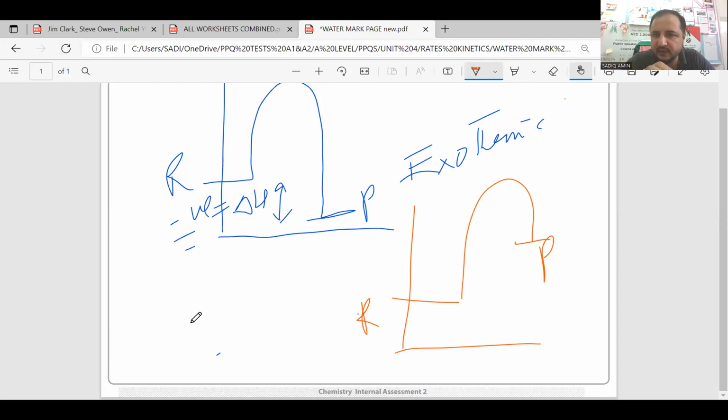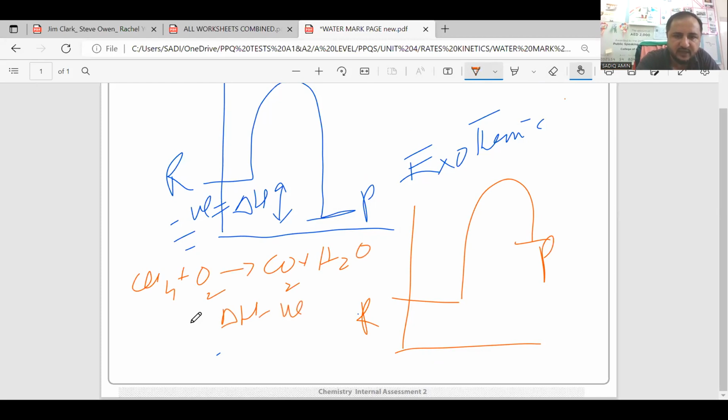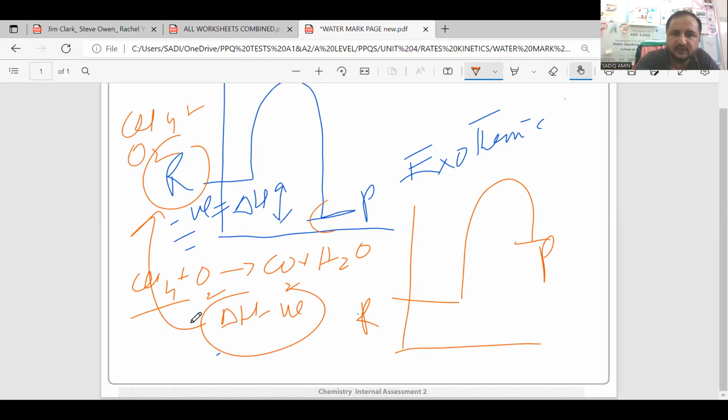So you will be given an equation, for example, CH4 combustion is given there plus oxygen. It will give you carbon dioxide plus water. Okay, this delta H is negative. So you will apply the reactants here, which is CH4 and oxygen, and the products you will apply here, which is carbon dioxide and water. So sometimes they're asking you to label the diagram with the reactants and products. So you're not supposed to write simply R and P or reactant and product. You're just going to label it with the exact reactants and the exact products.